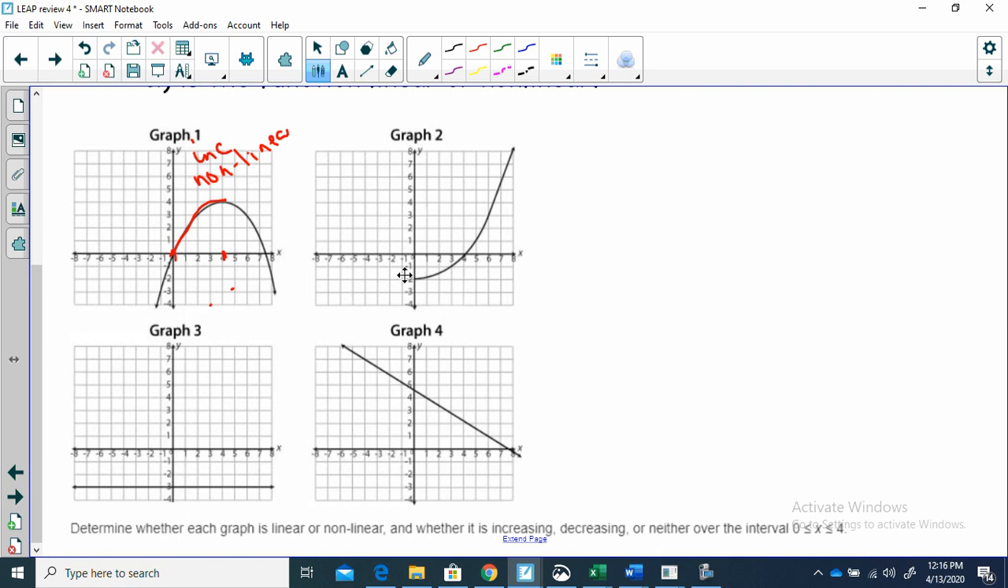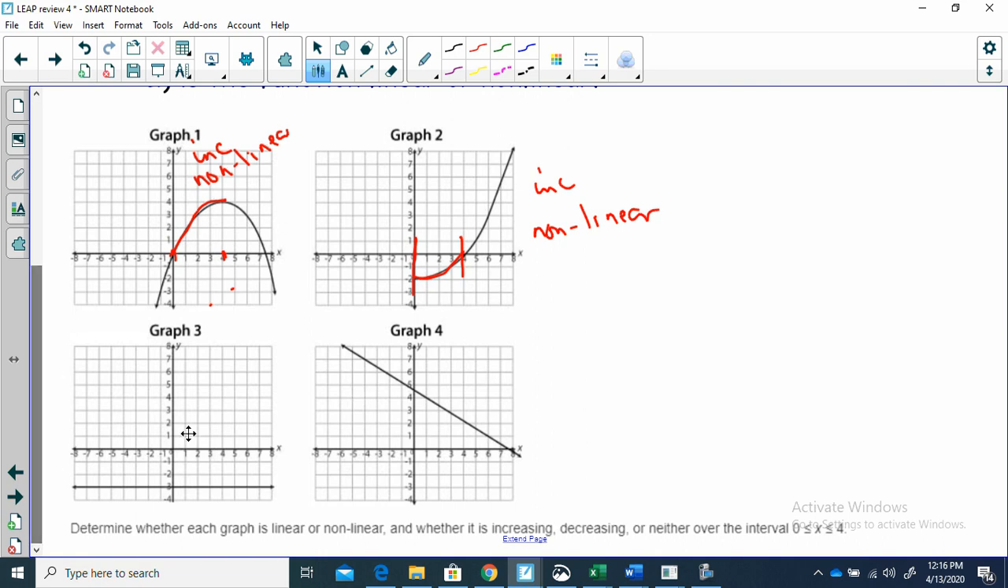Let's look at 2. From x is 0, which is right here, to x is 4. The function is increasing, it's going up. Is it linear or nonlinear? It is nonlinear.